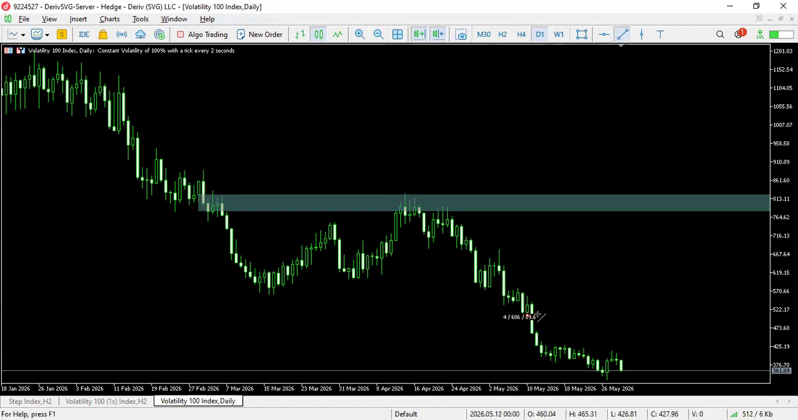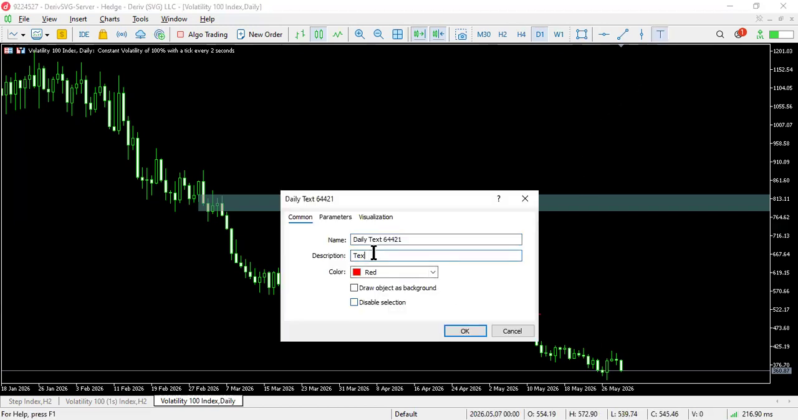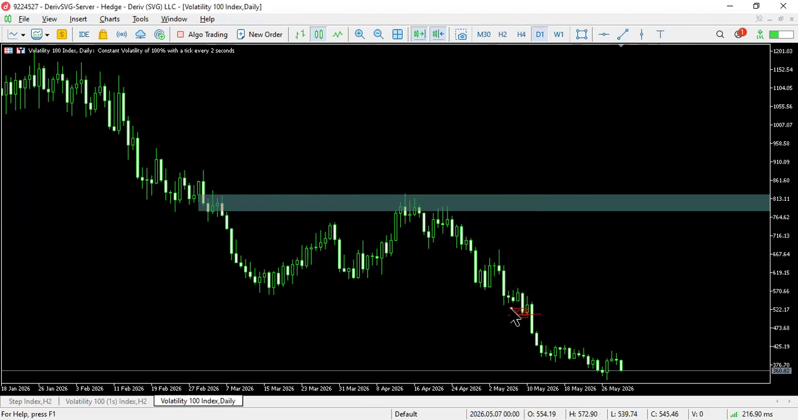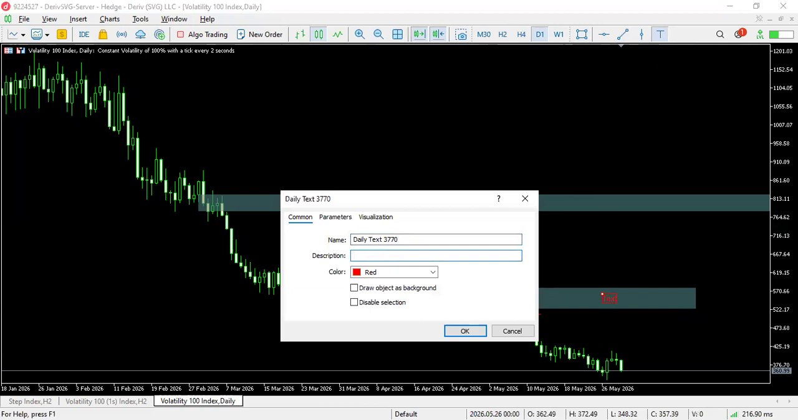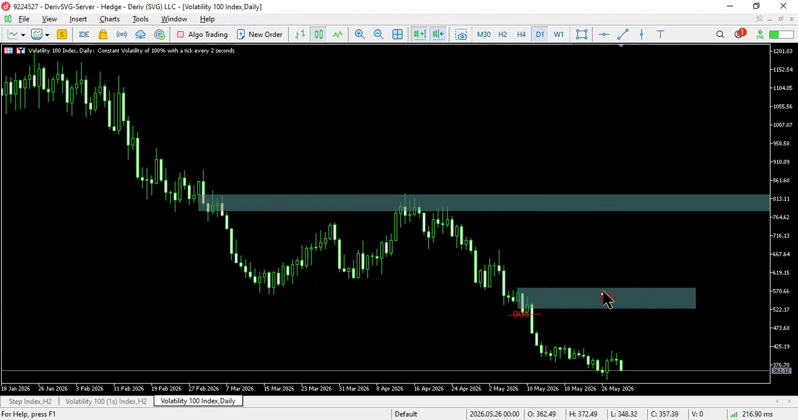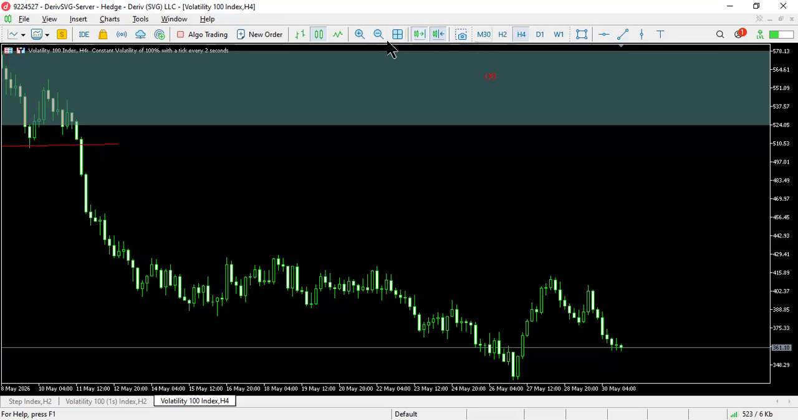From the daily time frame, this is the most recent break of structure. We have a break of structure right there, and then the order block which caused the break of structure from the daily time frame, it is that order block right there. Heading over to the 4-hour time frame.